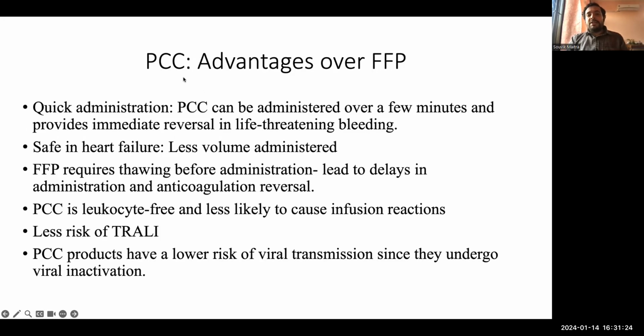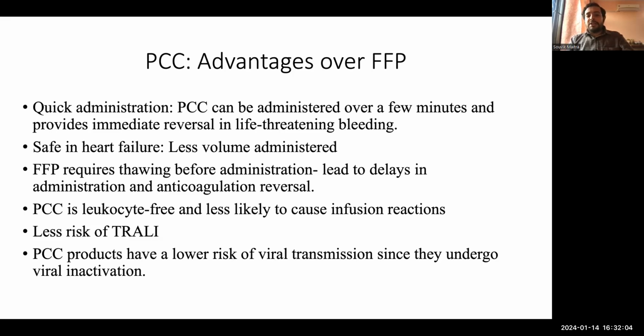So PCC has several advantages over FFP. What are those? First of all, PCC can be administered very quickly. As you all know, fresh frozen plasma needs to be thawed at 30 to 37 degrees centigrade before infusion in the patient. So it takes time, though nowadays FDA approved devices are available by which FFP can be thawed within minutes. But I think in most ICUs and most blood banks, they don't have access to the device. So PCC can be administered over a few minutes as opposed to FFP.